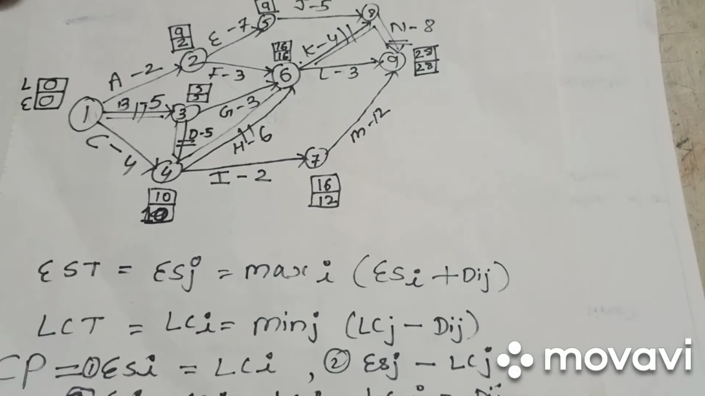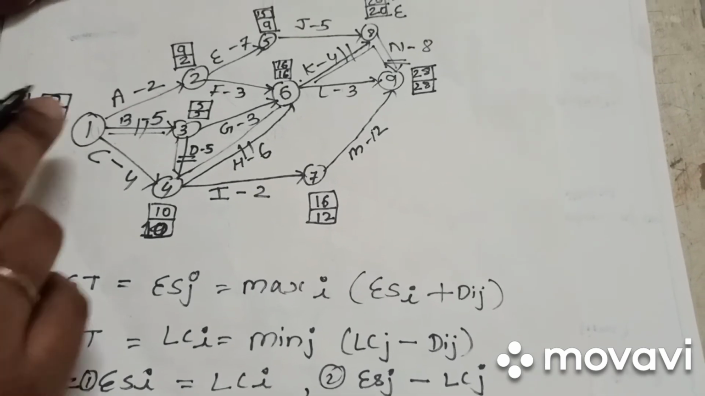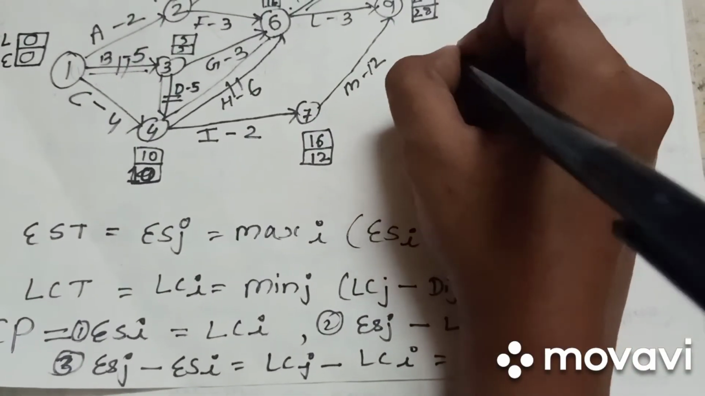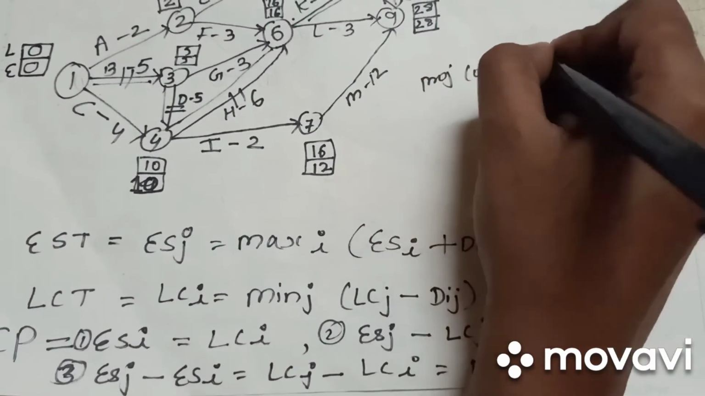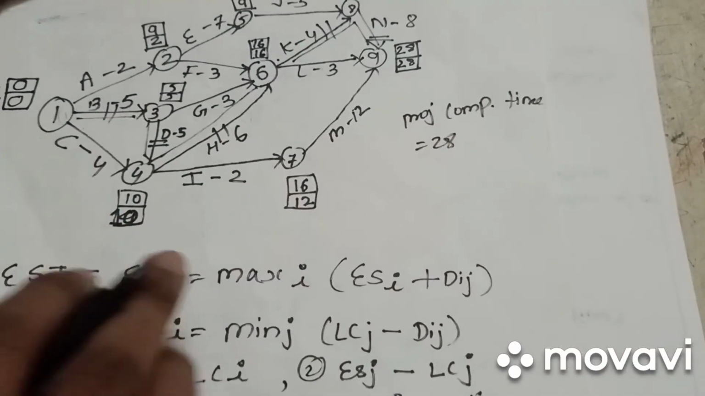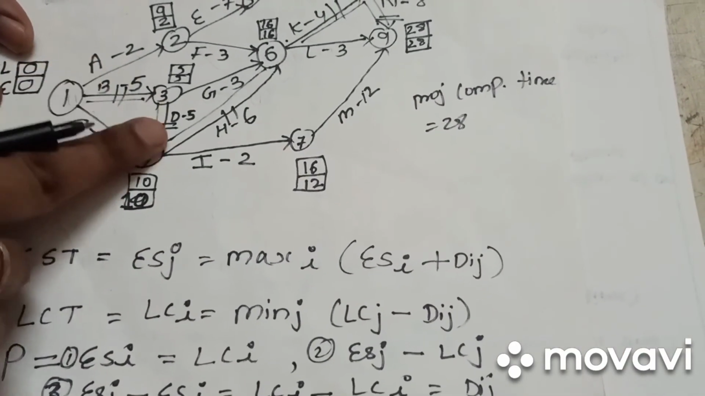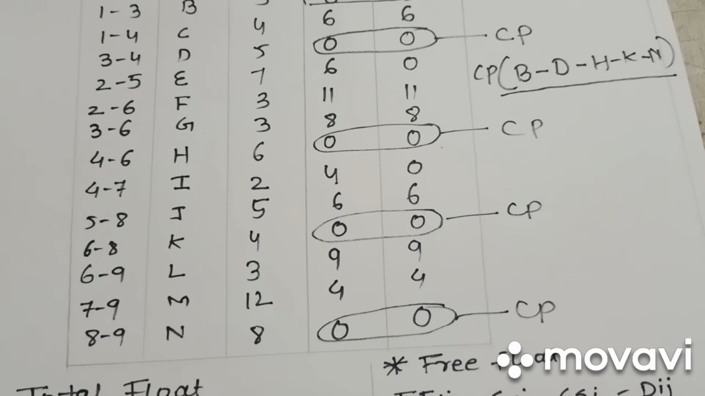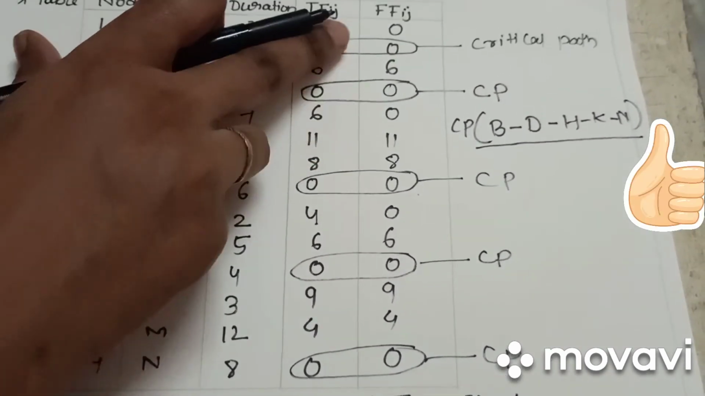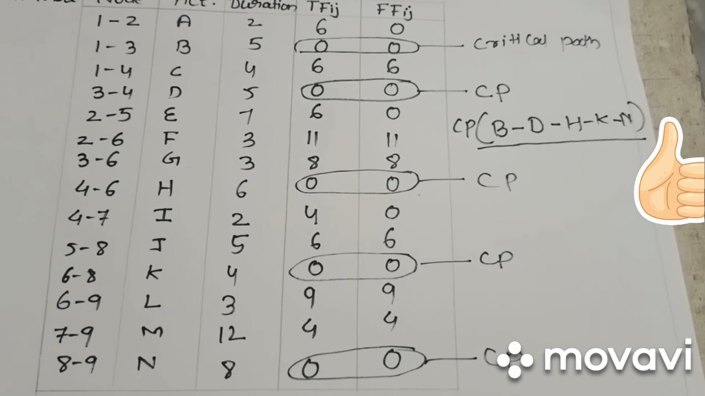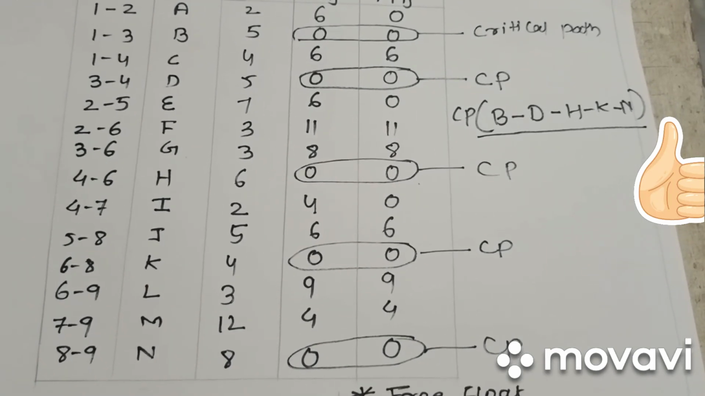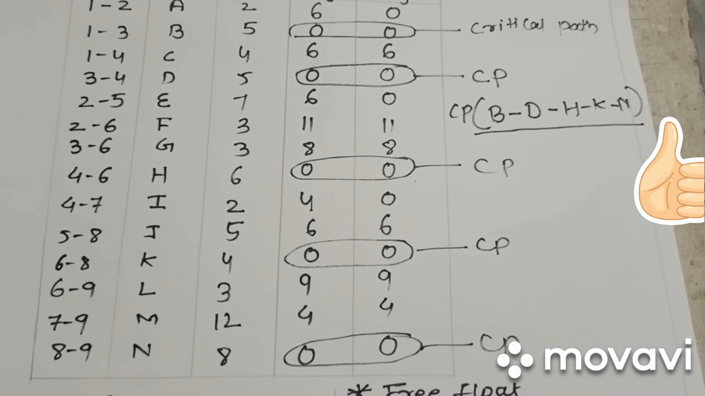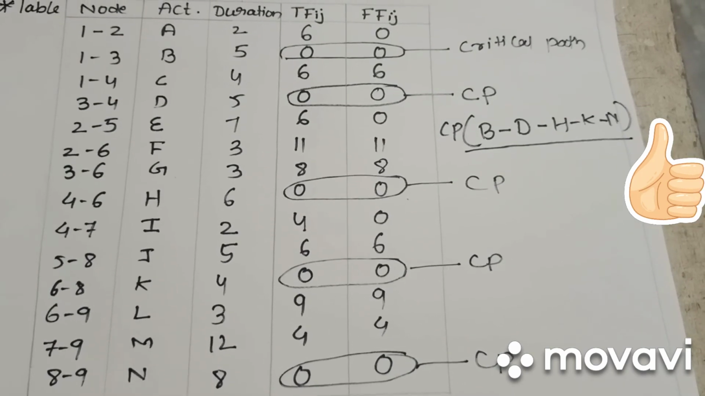This is our critical path, and the project completion time is 28. So here the critical path is B, D, H, K and N, which is the longest path, and with the help of free float and total float we found the same path. So this method is correct, and this is the formula. With the help of this we have to find the total float, free float, and critical path, and this is the easiest way.